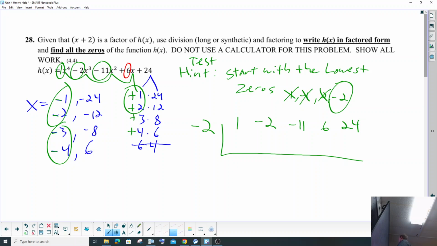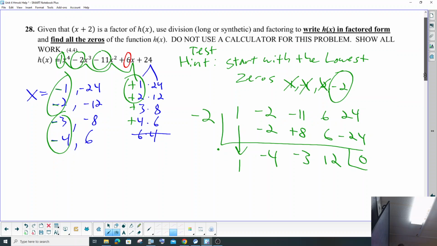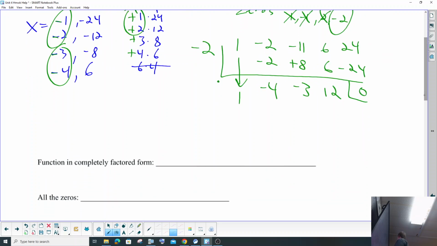So now you remember how to do synthetic division. You bring down the 1, and then you multiply. Negative 2 times 1 is negative 2. Negative 2 and negative 2 is negative 4. Negative 2 times negative 4 is positive 8. Added to the negative 11 is negative 3. Negative 2 times negative 3 is positive 6. And 6 plus 6 is 12. Negative 2 times 12 is negative 24. We did it. So then we're going to hope and pray that this factors.